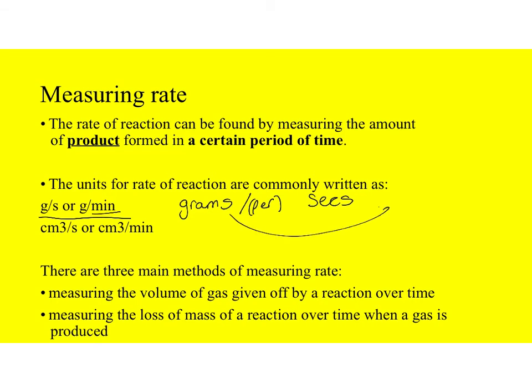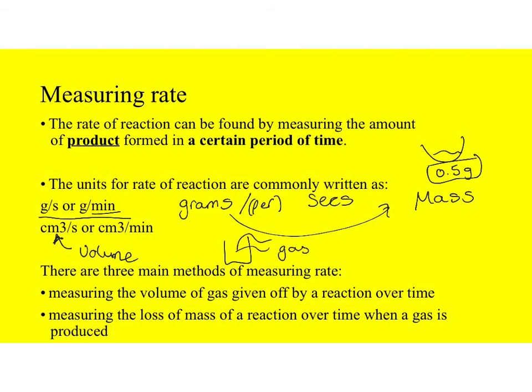So that tends to refer to mass. So we'd use a mass balance and work out its weight. We could measure how many grams are formed over a certain amount of seconds, or we look at centimeters cubed, and that's often measuring a volume. So we might say so many centimeters cubed of gas are produced per second or per minute. So it's looking at how much is produced over a certain amount of time.